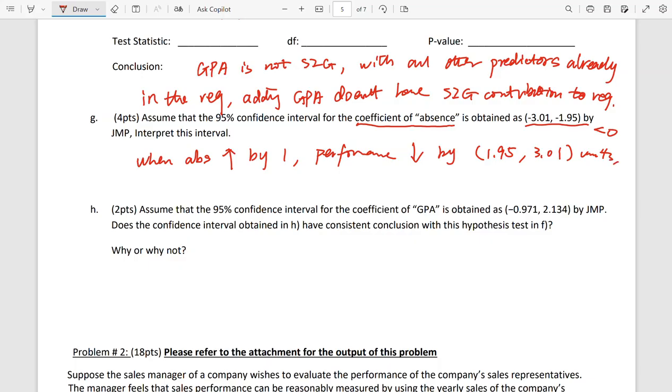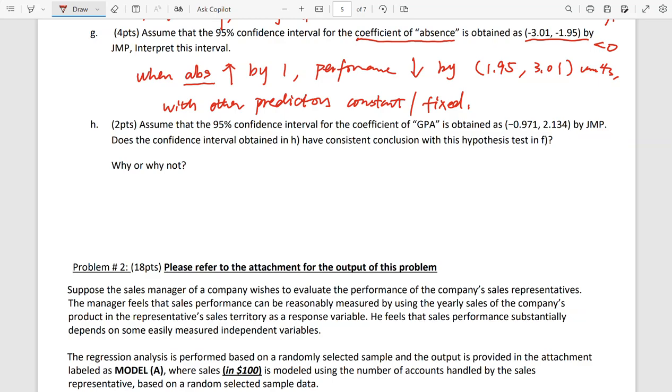And remember, this is in the multiple regression. Whenever you talk about one single predictor, you always need to keep all others fixed, with other predictors constant, or say fixed. All right, okay, so then next question.